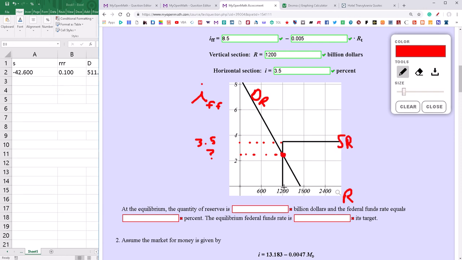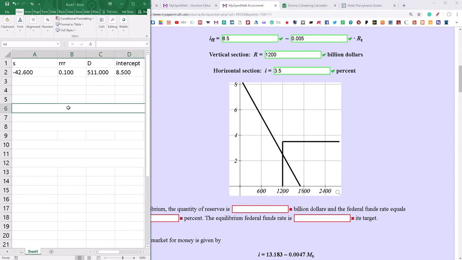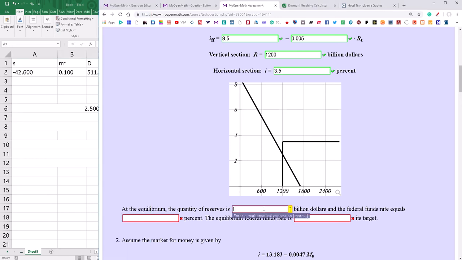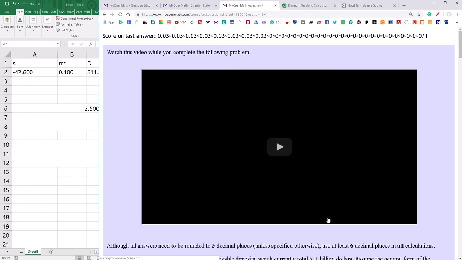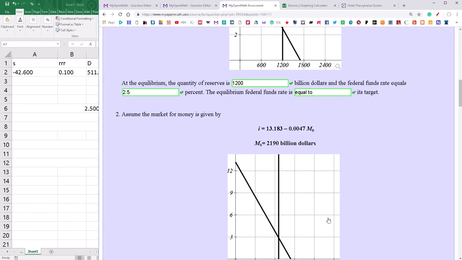Okay, we know the equilibrium quantity is 1200. So we're going to plug 1200 into the demand curve to get the federal funds rate. So let's go ahead and close all this out. And over here, we're going to type equals 8.5 minus 0.005 times the quantity of reserves, which is 1200. And we get 2.5. So the quantity of reserves in equilibrium is 1,200 billion, and the federal funds rate in equilibrium is 2.5, which is equal to its target. So let's go ahead and enter. Okay, good. Now we're moving on.